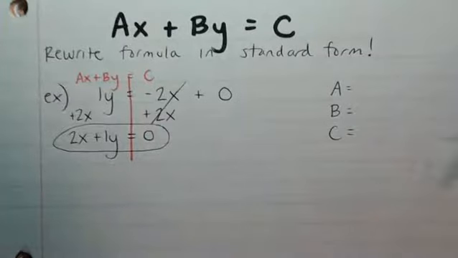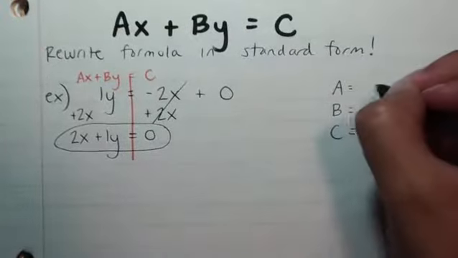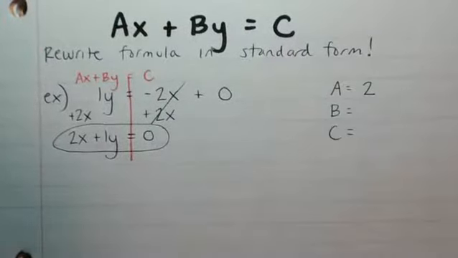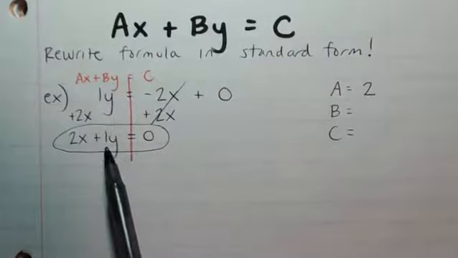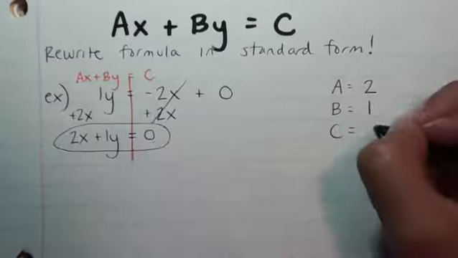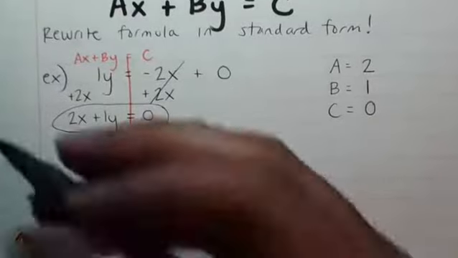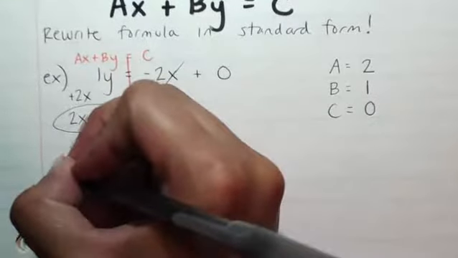Now tell me what the a, b, and the c are. Okay, the a is always connected to the variable x, so the a here is positive 2. The b is always connected to the variable y, which would be 1. And the c here is 0. Okay, pretty easy so far. Let's keep going. So again, we're still converting everything to standard form.